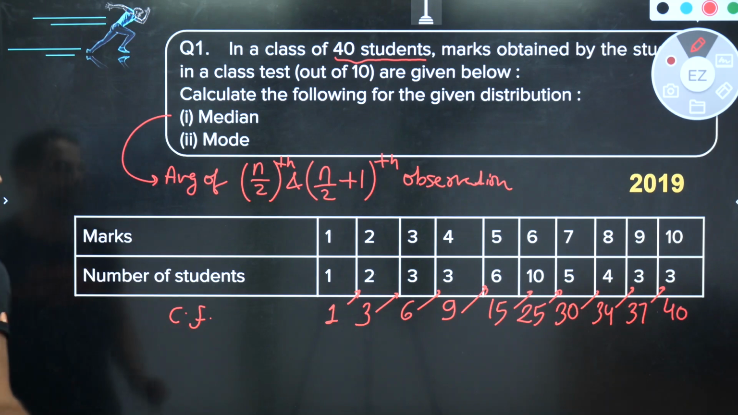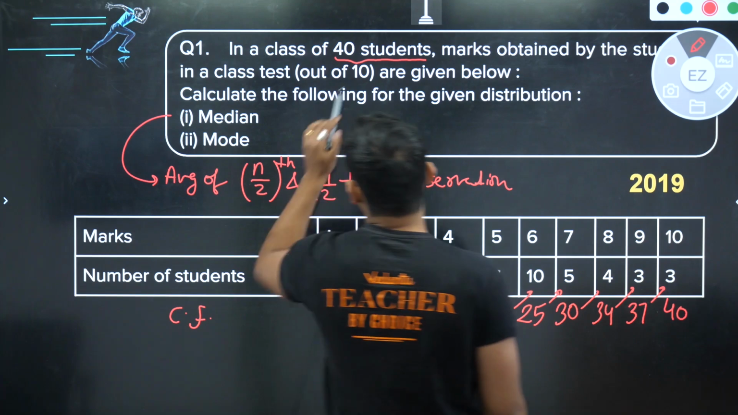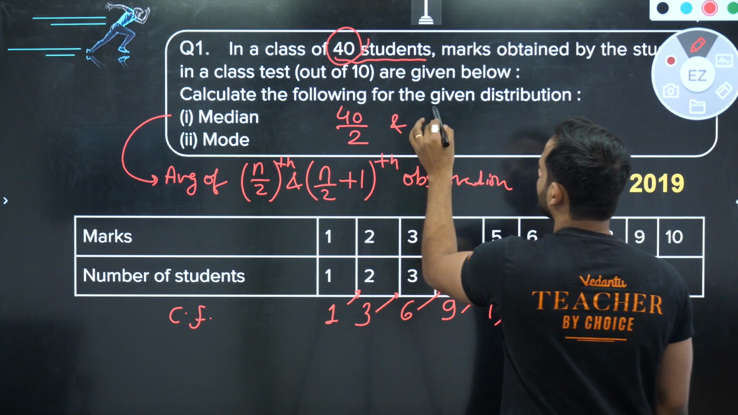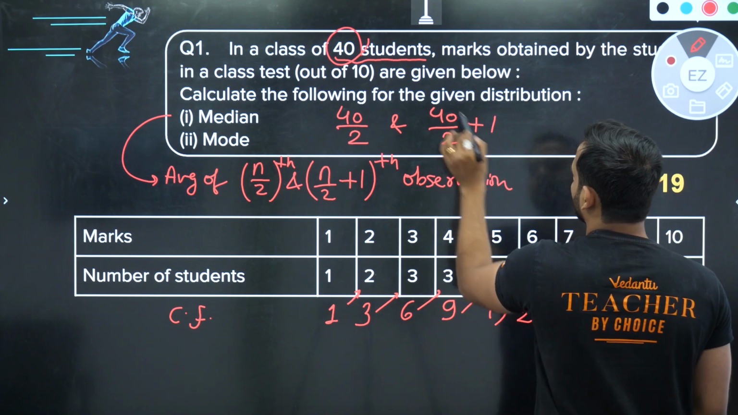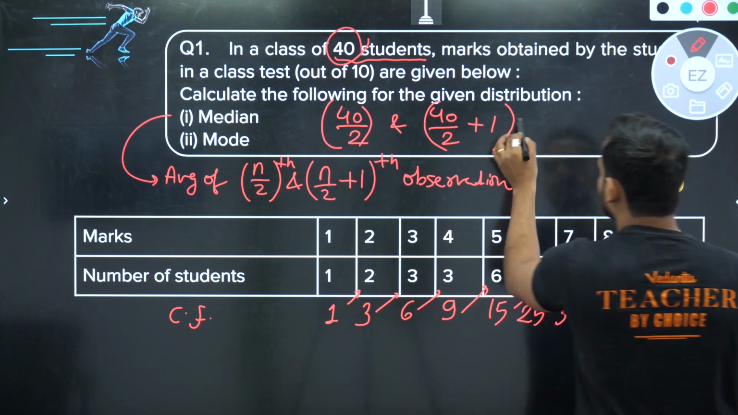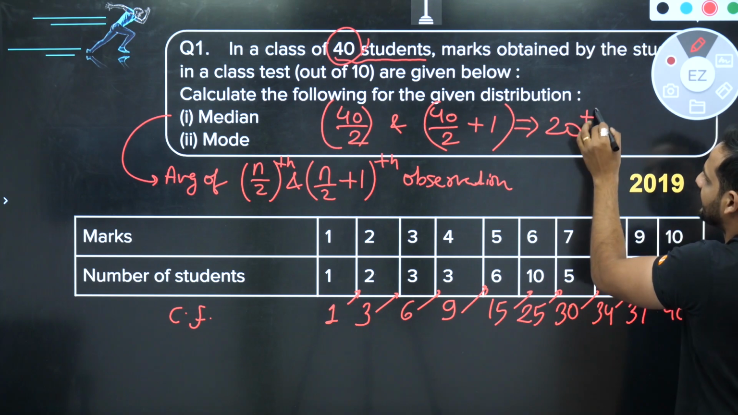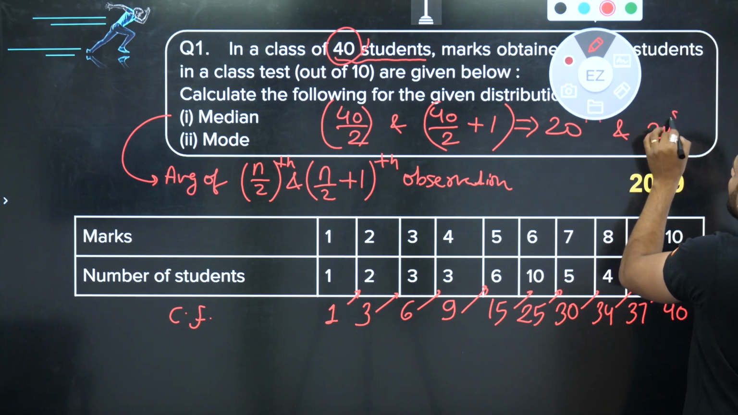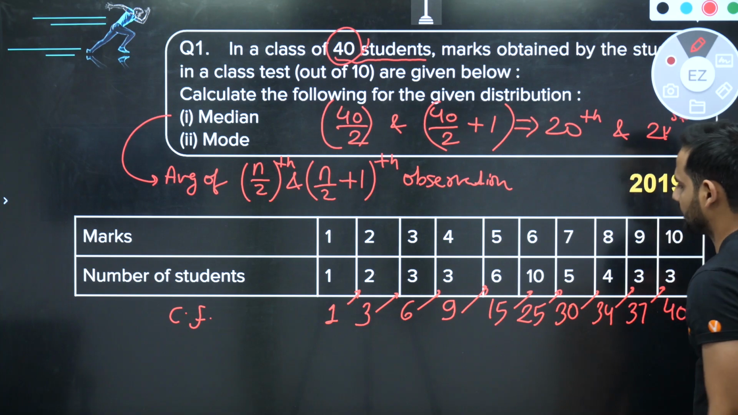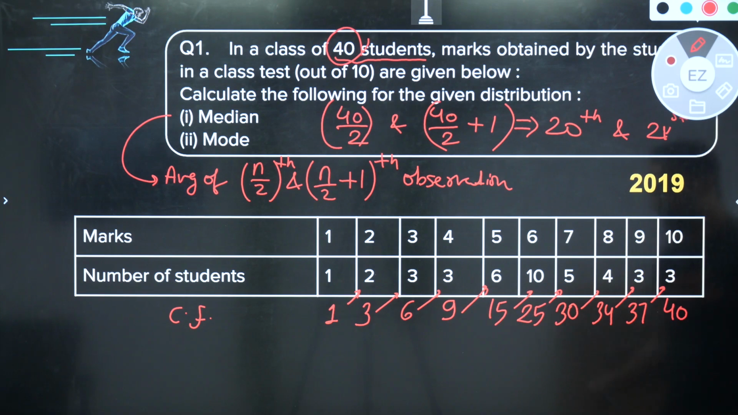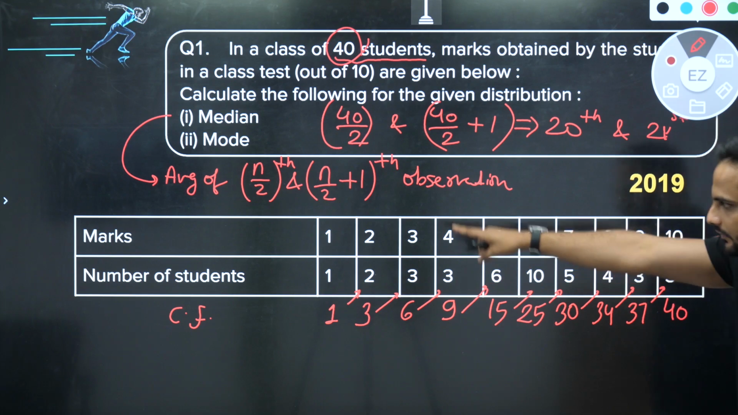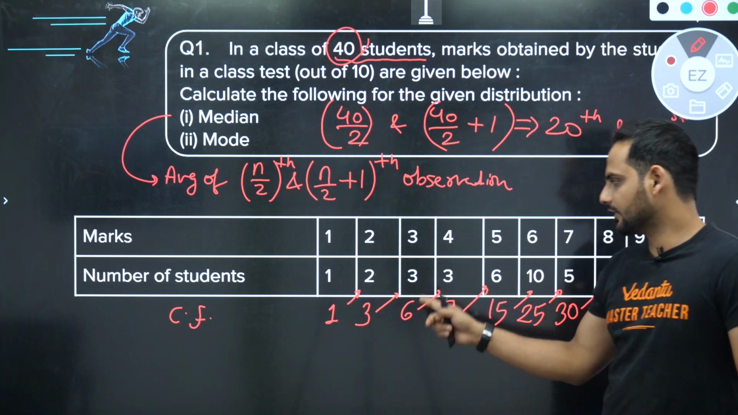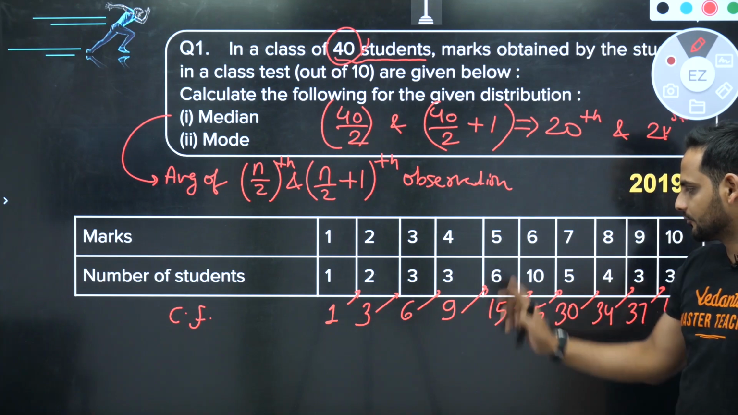अब देखो, we need to find out the average of n. N is what? Total number, 40. So 40 by 2 and 40 by 2 plus 1th observation. Okay, that means you want the average of 20th and 21st observation, है ना. अब बेटा देखो यहाँ पे भाई, what this cumulative frequency says कि sir first value is 1, second and third value is 2, 4 to 6 value is 3, 7 to 9 value is 4, this way.